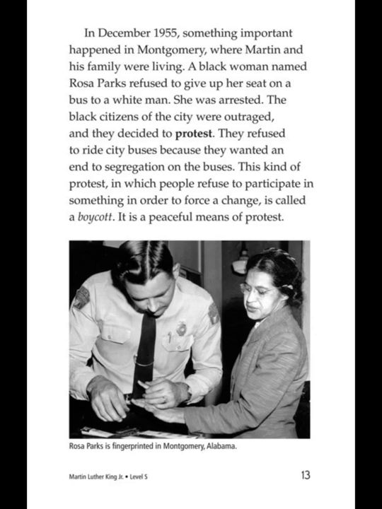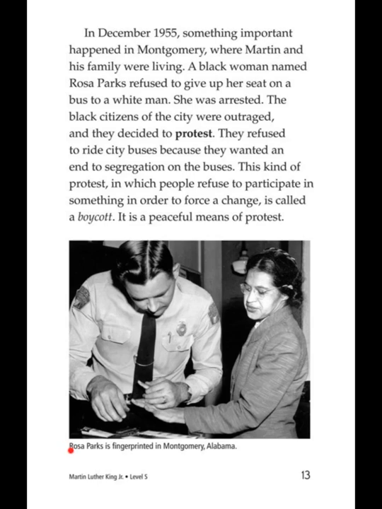They refused to ride city buses because they wanted an end to segregation on the buses. This kind of protest, in which people refuse to participate in something in order to force a change, is called a boycott. It is a peaceful means of protest.